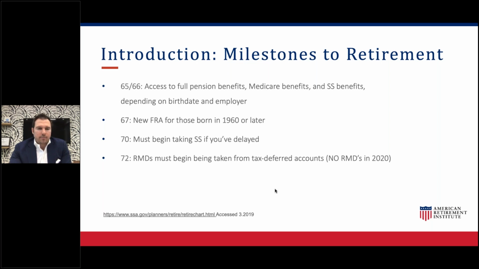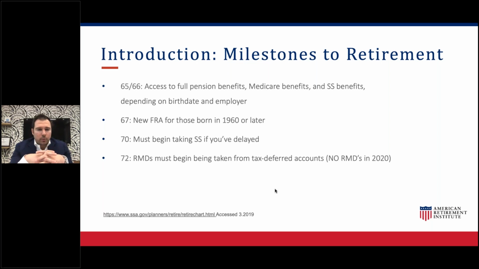Some additional milestones, still on page 3 of the textbook. 65 and 66, access to full pension benefits. Many pensions out there don't offer the maximum pension benefit until age 65. Medicare kicks in at 65. Social Security benefits are higher. At 67, for anyone born in 1960 or after, the full retirement age is 67.